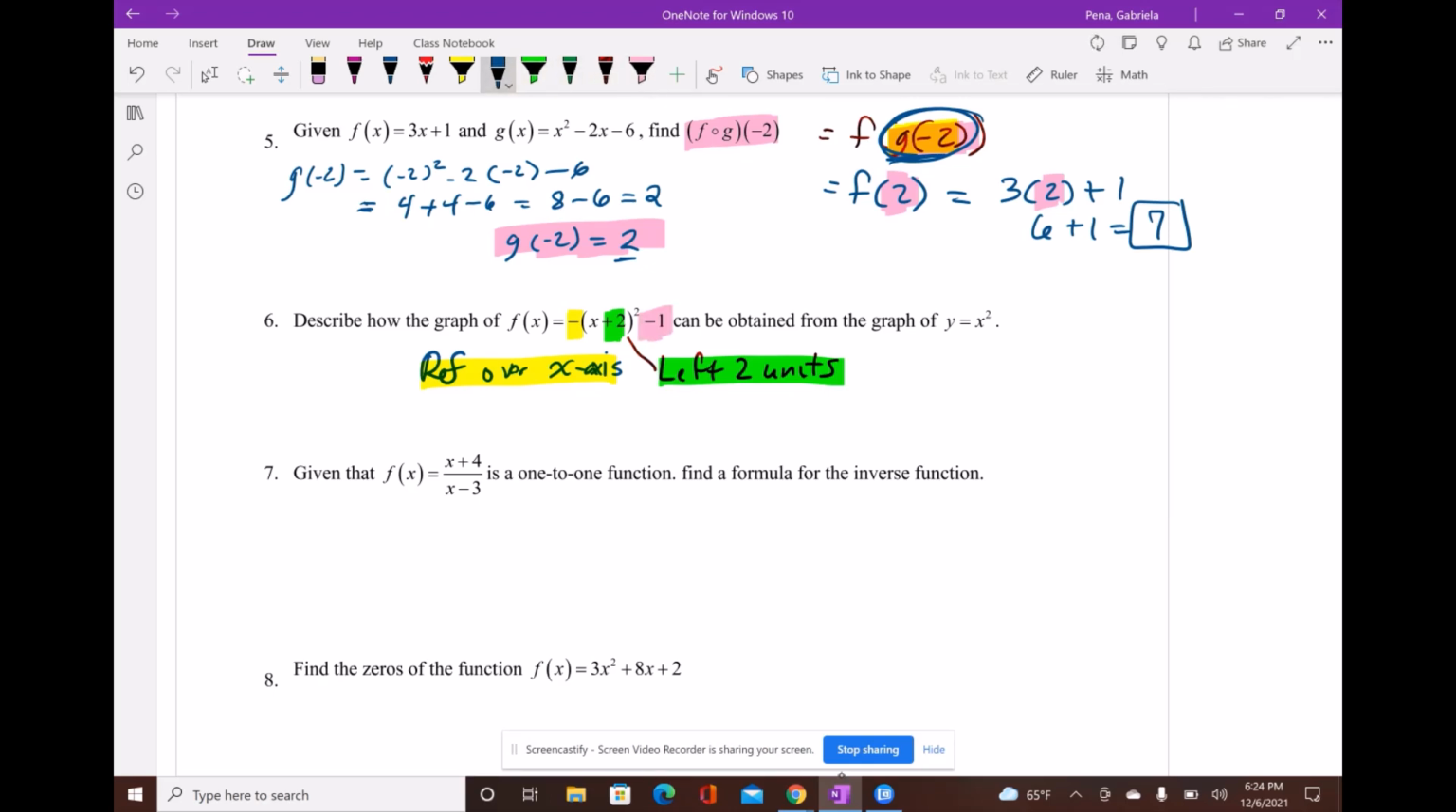So is the final answer for number 5, 7? Yeah. Where does it go? Down 1. Down 1. And that's what that minus does. So you need to know what each part of that equation does. So what is the square of the quadratic? It's a quadratic, yes.